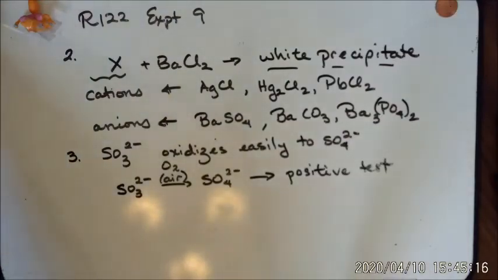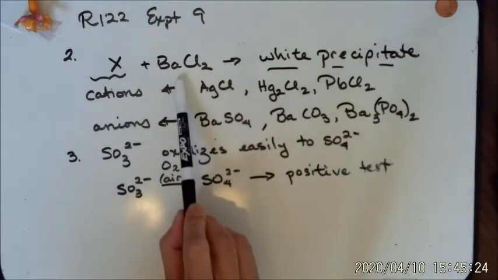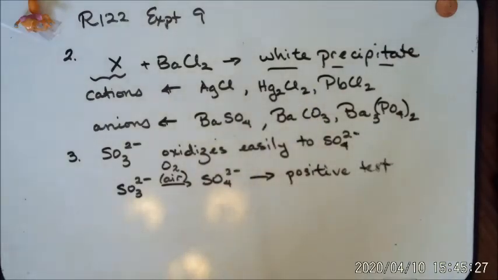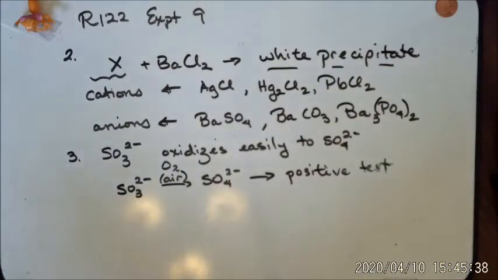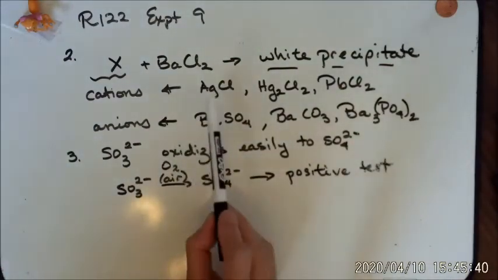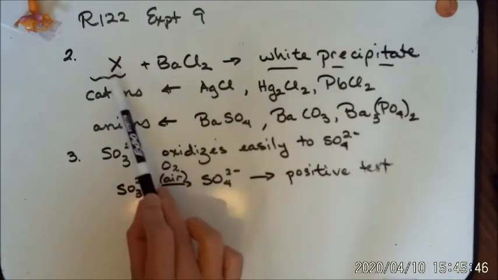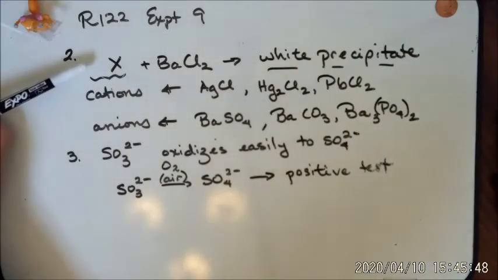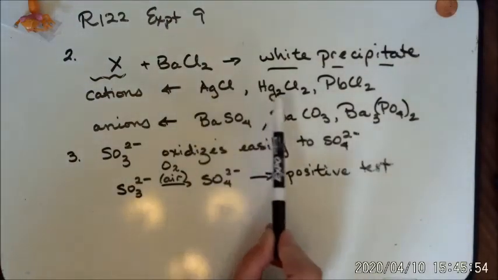Okay, for experiment 9, number 2, remember we have an unknown compound that's going to react with barium chloride and it forms a white precipitate. So what are all the possible formulas of the white precipitate that we could obtain? So chlorides, remember, everything's soluble except when it's paired with silver, mercury 1, or lead 2. So if this unknown compound had a silver cation, a mercury 1 cation, or a lead 2 cation, it will form a white precipitate.